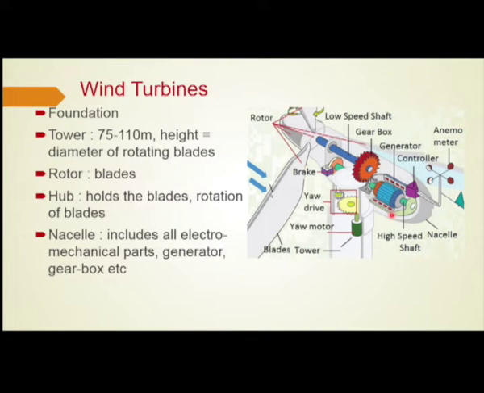It includes all electromechanical parts, generator, gearbox, etc. The front portion of the hub is the nacelle. For the generator, mostly they use an induction generator. We have synchronous generators and induction generators. A synchronous generator operates at fixed speed, but wind speed is not constant, it is varying. To accommodate this, an induction generator is used, because it supports variable speed operation and we get maximum energy from the wind. So an induction generator is used for this application.